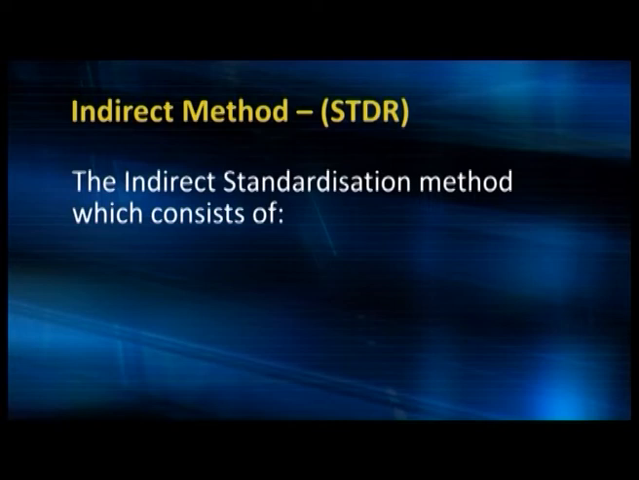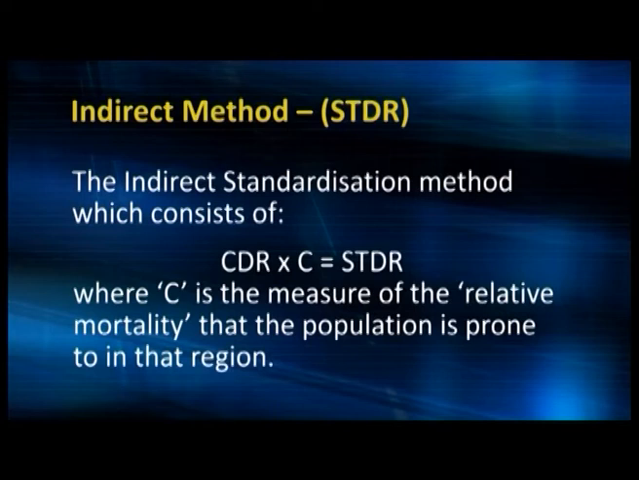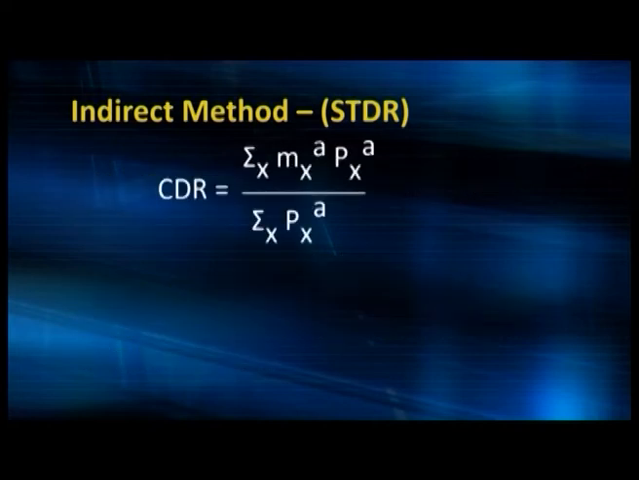The indirect standardization method consists of multiplying the crude death rate of a region A by the adjustment factor C, where C is the measure of the relative mortality that the population is prone to in that region. Crude death rate is equal to summation of age-specific death rates for region A in the age group X to X plus N into age-specific population for region A in the age group X to X plus N, divided by summation of age-specific population for region A in the age group X to X plus N.